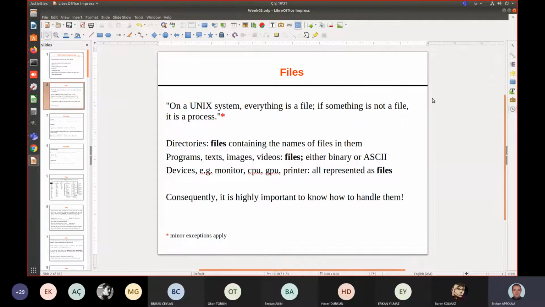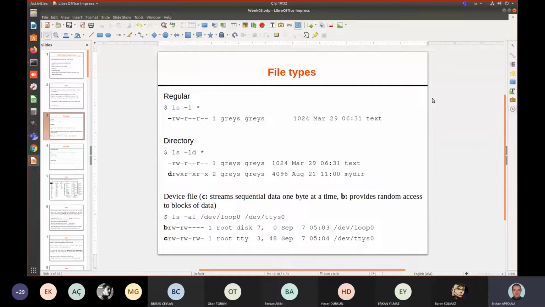So if you want to access some piece of hardware, you go to a file that represents that piece of hardware. If you want to access a directory, you also go to a file. Links, sockets, inter-process communication mechanisms, they are all represented as files. And as such, of course, we need to be sure that we know how to handle those files. We know how to open them, close them, read from them, write to them, and what are the possible pitfalls, what are the possible traps, problems that we might encounter in those cases.